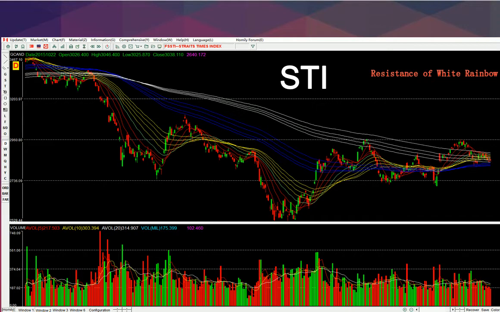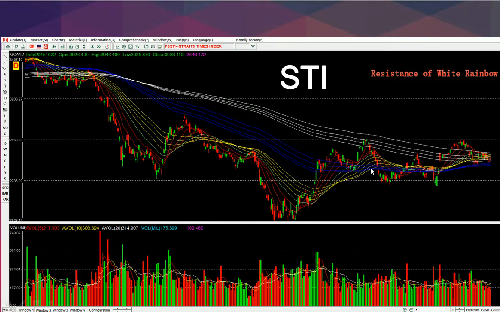For the long term trend, the white line is still down, which means the market is in the downtrend for the long term. Here the market goes upward and breaks through the white line, but the white line is still down, which means you cannot buy. If the market breaks upward through the white line, the long term is good, but remember for the short term, if you see the red line go up, the short term is good. If you see the medium, or yellow, line go up, then you can operate stocks for the medium term. You should pay more attention to the resistance of the white rainbow.